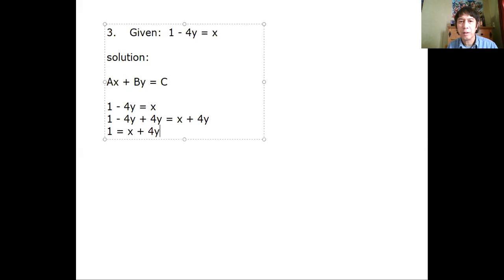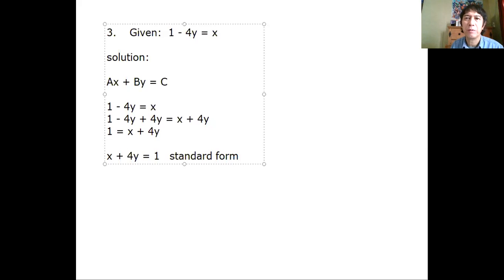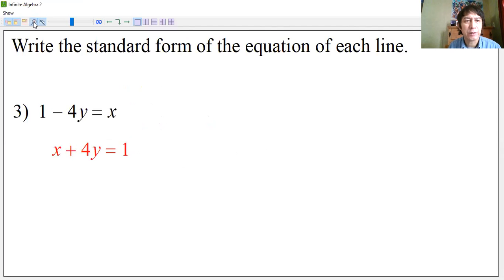They are now together, but to write in standard form, x and y should be on the other side. And the number 1 should be on the right side. So we will just exchange places, x plus 4y equals 1. This is the standard form. There. And that's the answer. x plus 4y equals 1. We shall be able to check that on the other side. x plus 4y equals 1. Is that the answer? Yes. x plus 4y equals 1 is the answer.